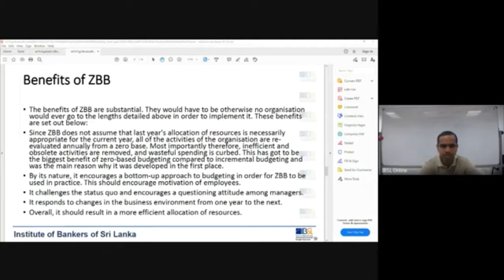By its nature, it encourages a bottom-up approach to budgeting in order for zero-based budgets to be used in practice. Bottom-up approach. This should encourage motivation of employees. And you can actually focus on the core areas. What is bringing in the revenue? How can you boost your revenues, bottom lines? It can also be used as a tool to motivate employees.